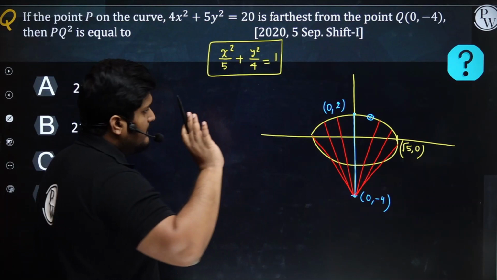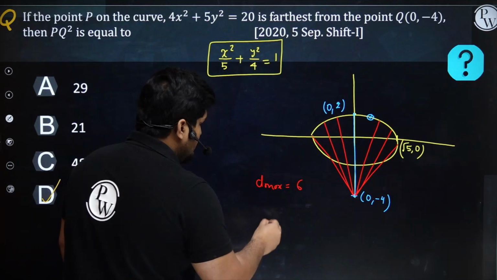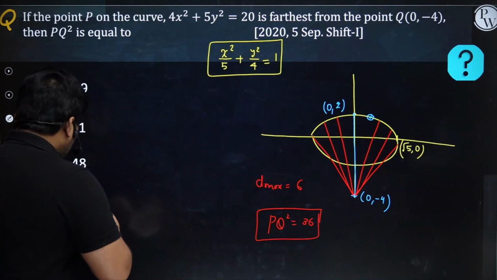So no calculation required. 4 plus 2 equals 6, the d max will be 6. So PQ square will be equal to 36. 36 will be your answer, and here you have 36 as the answer. So simple. This is from 2020.